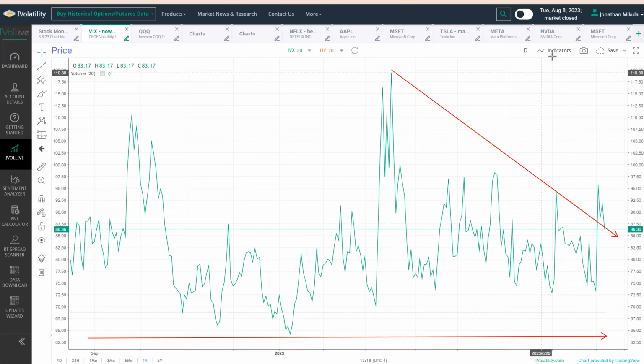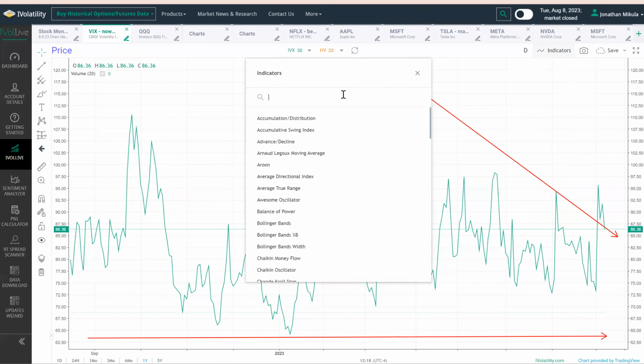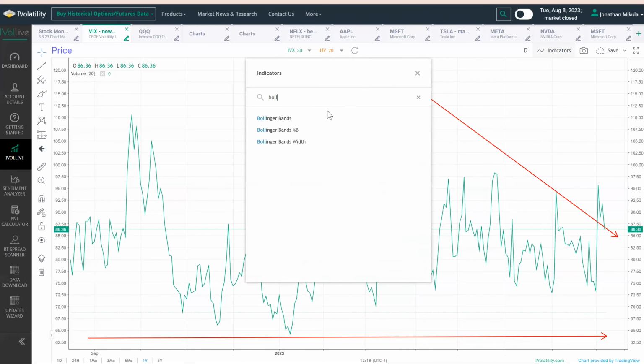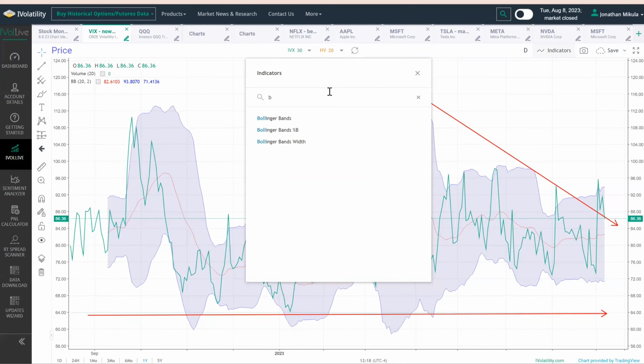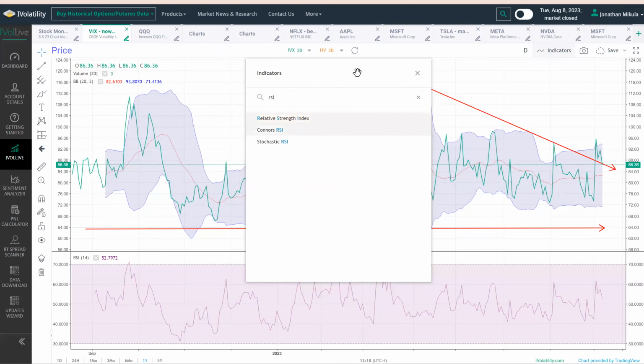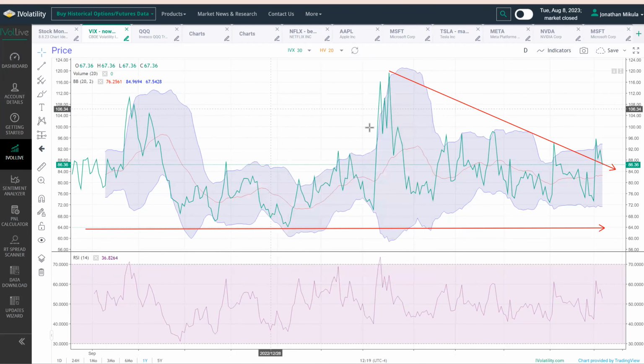The other thing you could do that I personally like doing on the VIX especially is you can add technical indicator tools. So on the charting tab, which I'll show in a moment, they don't have anything to do with technical analysis or drawing.